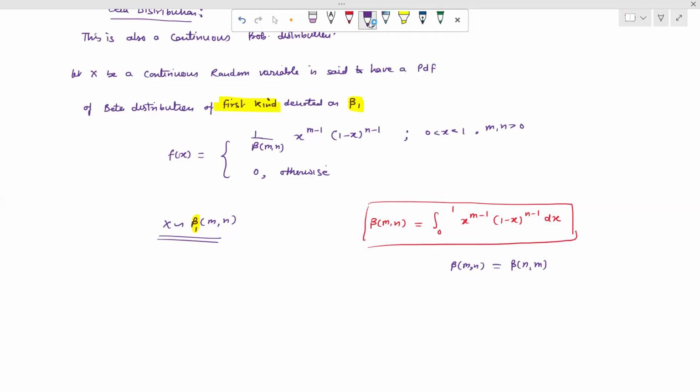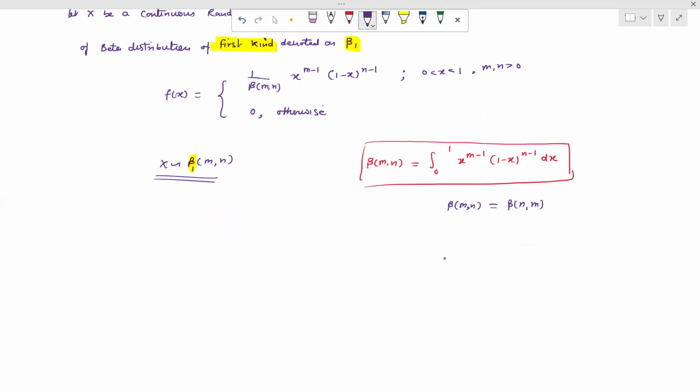We have lots of relations related to the beta function, and also we have the relation between beta and gamma, so we can elaborate on this. When we use this definition, the given definition, it is used in the beta distribution of first kind, as we have written the PDF of beta distribution of first kind.